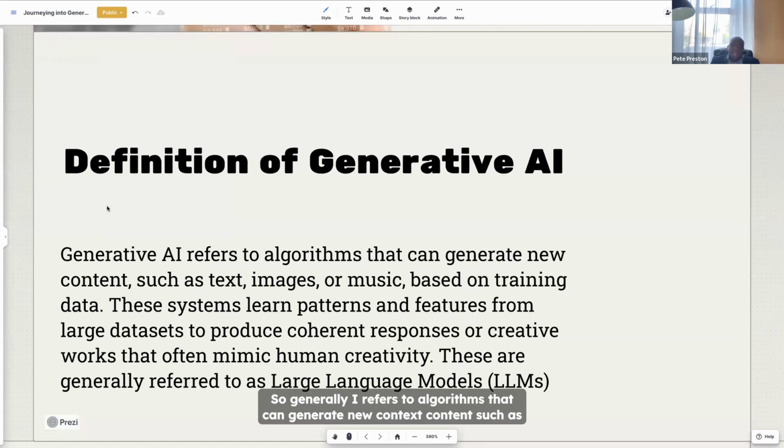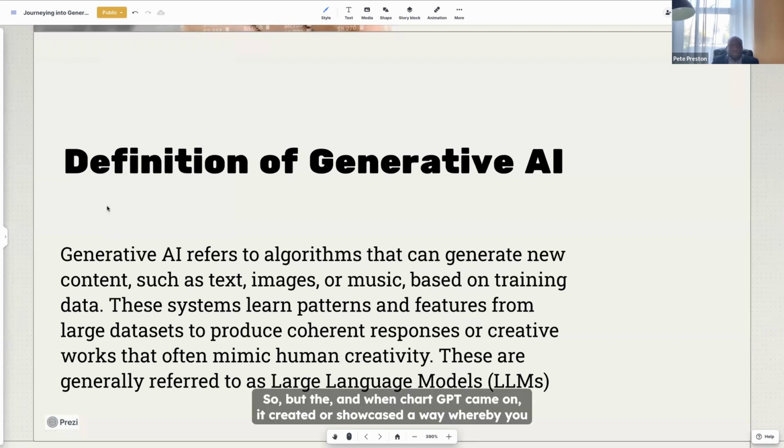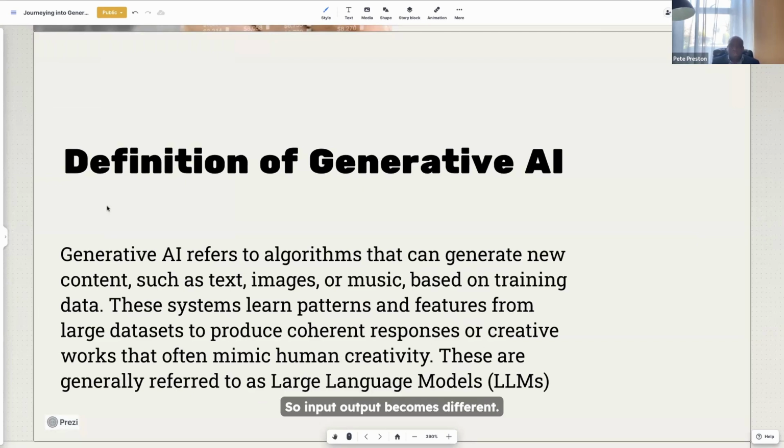Gen AI refers to algorithms that can generate new content such as text and images based on training data. When ChatGPT came on, it showcased a way where you're not doing anything different, pretty much the same thing, but you now have a different way of getting the output. So input and output becomes different.